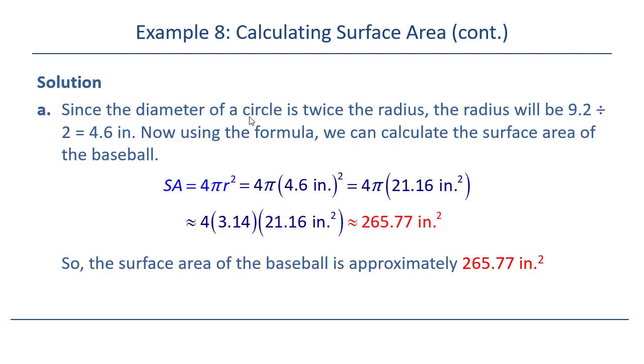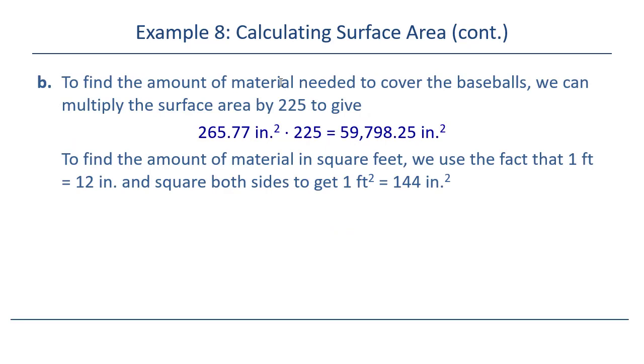Since the diameter is twice the radius, the radius is the diameter divided by 2. We get a radius of 4.6. We throw that into the formula, and we've got our surface area, not volume. So here's our surface area. Now, to find the amount of material needed to cover the baseballs, we multiply the surface area by 225, because that's how many baseballs are going to be produced, and we get this big number, almost 60,000 square inches.